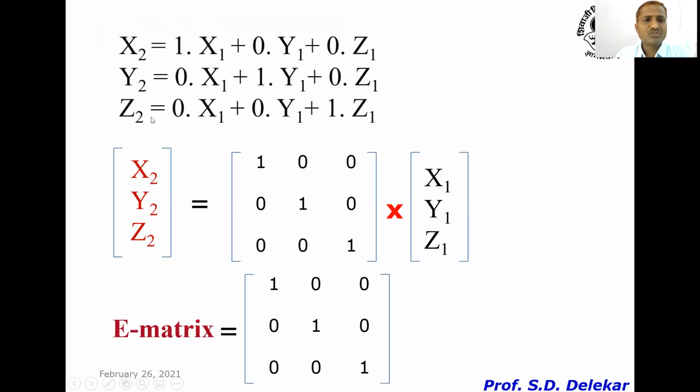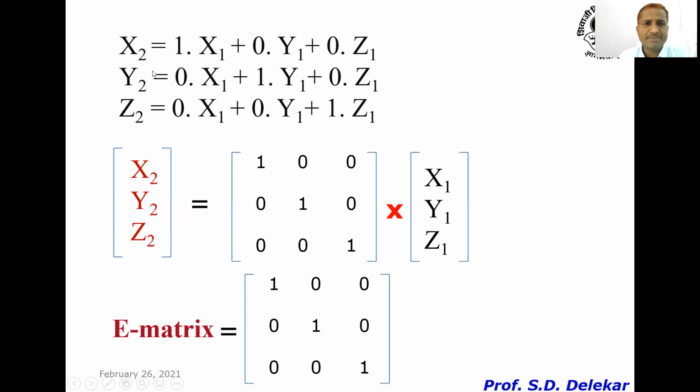Here, since x2 is equal to x1, I am writing x2 in terms of x1, y1, z1 as 1x1 plus 0y1 plus 0z1. Then we know that y2 is equal to y1, so I write y2 as 0x1 plus 1y1 plus 0z1. Similarly, z2 is equal to z1, so I write z2 as 0x1 plus 0y1 plus 1z1. So basically, I am getting these three equations.